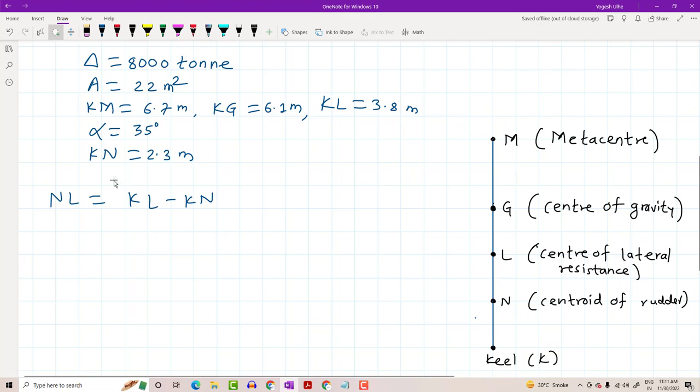This NL, the distance between the center of effort, that is the centroid of the rudder, and the center of lateral resistance, that will be KL minus KN. So how much KL do we have? 3.8. And KN is how much? 2.3. Do the calculation, and the NL value we will get is 1.5 meter.